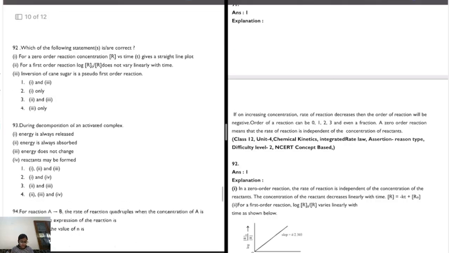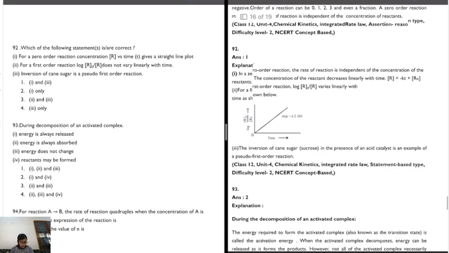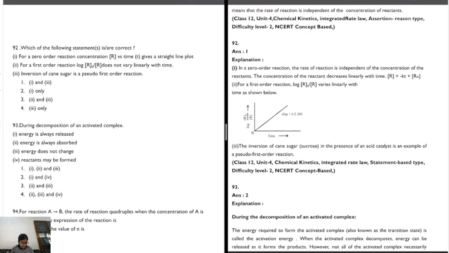In the next question, which of the following statements is/are correct? For a zero order reaction, concentration R versus time gives a straight line plot. Okay, and for a first order reaction, log R naught by R does not vary linearly with time. An inversion of cane sugar is a pseudo order reaction.